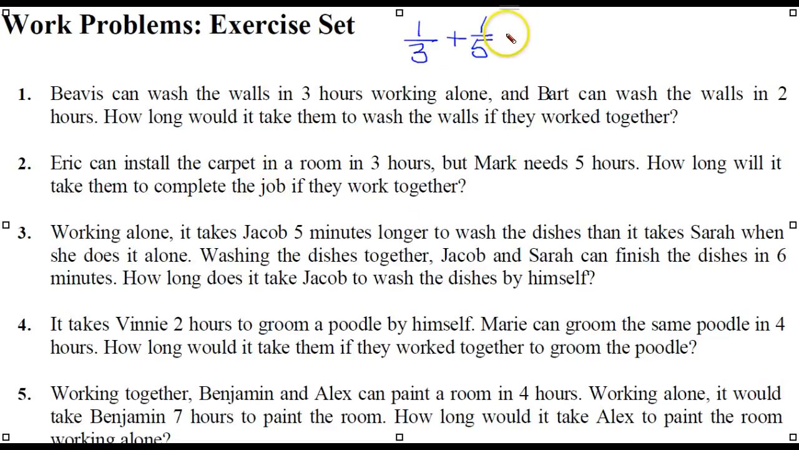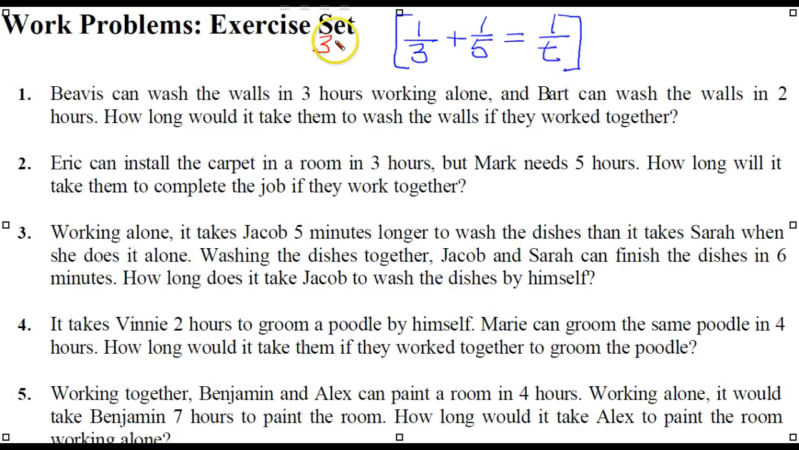Again, we're following that work formula. It will be 1/t. And again, to do this, since we'll get some practice in this, what will be my lowest common denominator here? Well, it's going to be 15t, but I would do it this way.